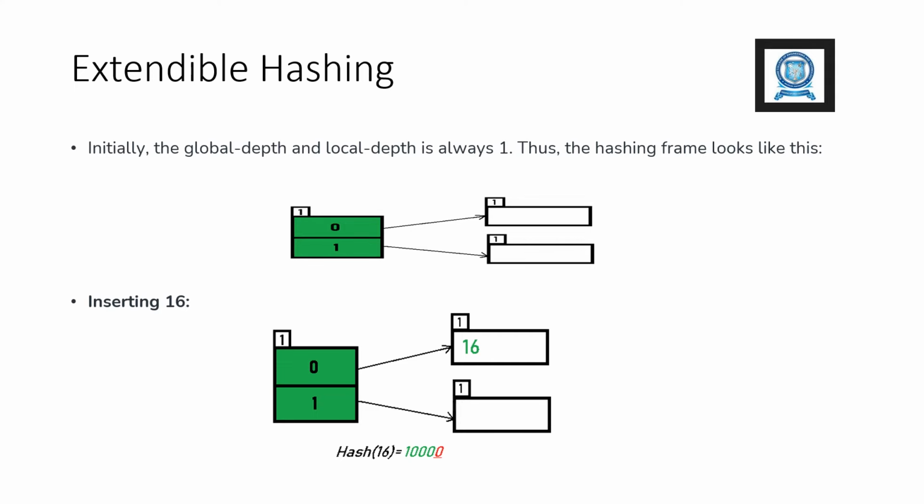Initially, the global depth and local depth are both 1. Thus, the hashing frame looks like the below structure. Initially, insert the element 16. The LSB for 16 is 0. So it is inserted into the bucket for 0, from the 0th directory to the 0th bucket.